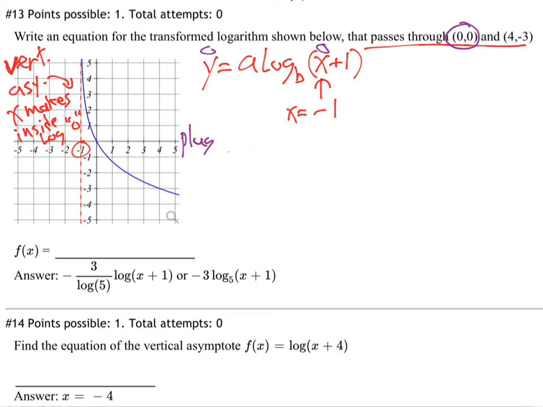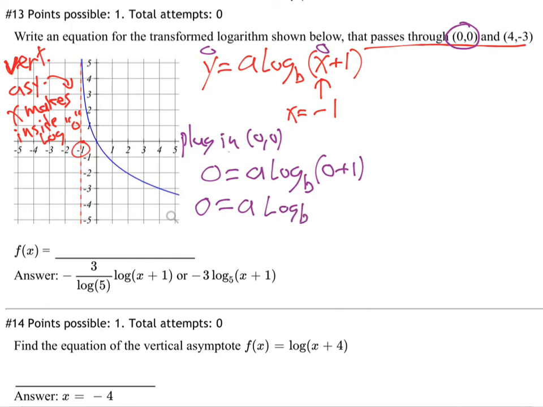Plug in 0, 0. So 0 for x and 0 for y. Log base b of 0 plus 1. And it's log base b of 1.